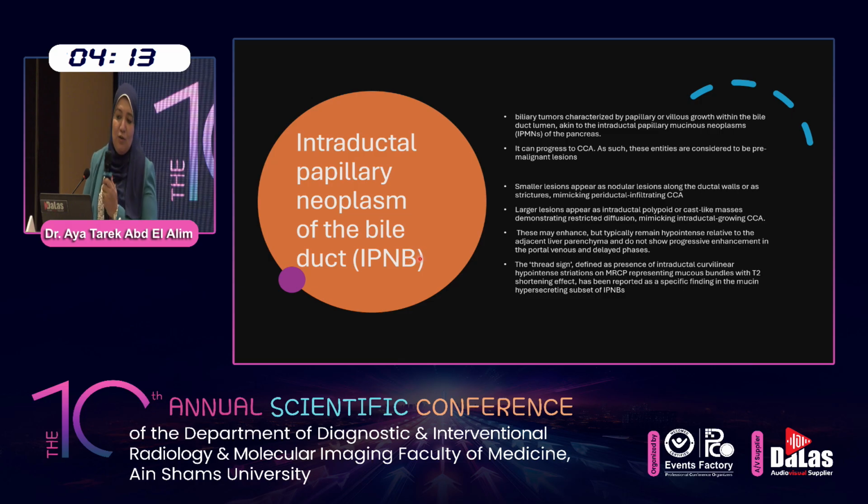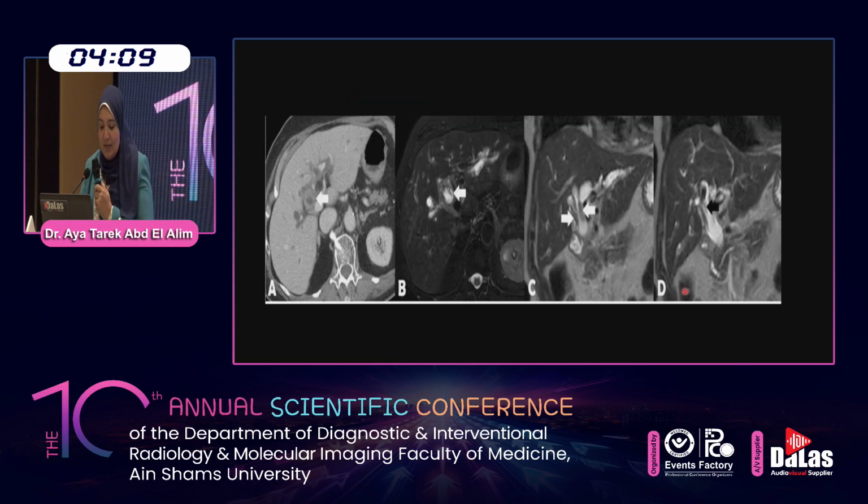IBMN of the pancreas looks similar, but it has clues: you can see the mucin appear as a hair-like structure inside the duct, like this. These are the characteristics of IBMN.